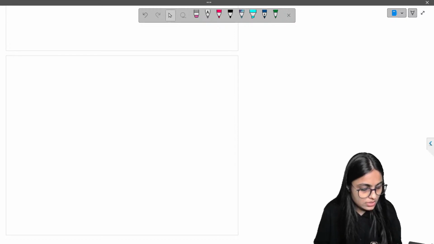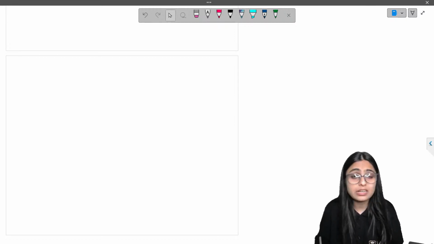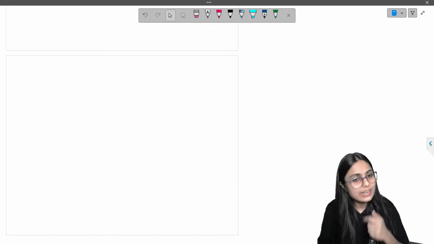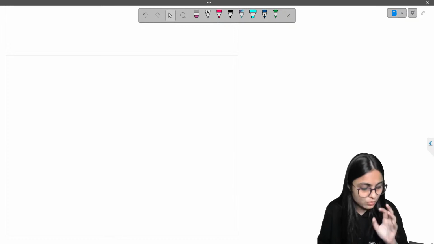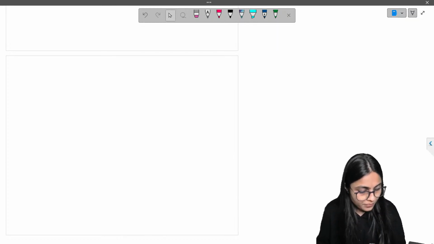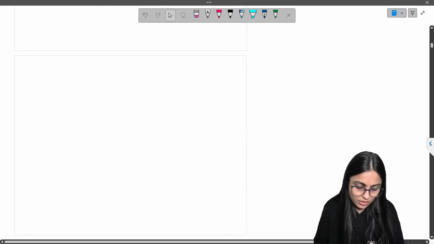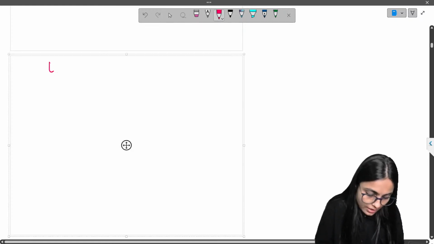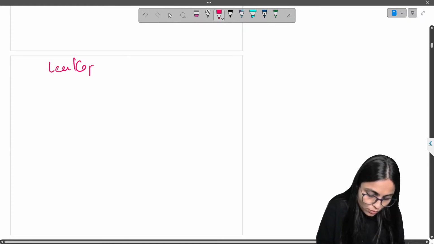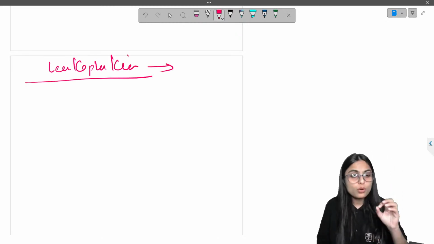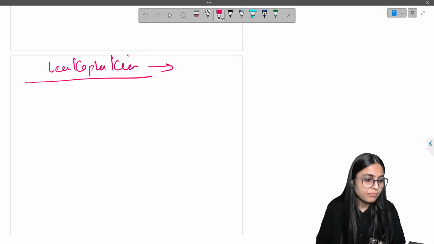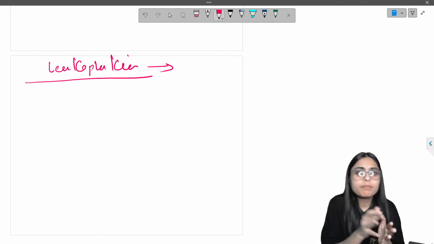Now we are going to start with the most important lesions, most important for your exams as well as in your clinical practice, most important lesions that you should know. All right. So starting with the first important lesion, that is leukoplakia. Leukoplakia. Now leukoplakia's definition is, it is a white plaque or patch.